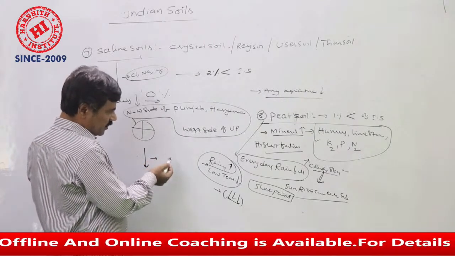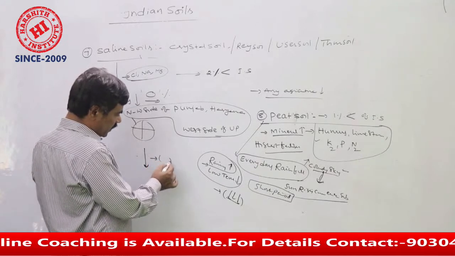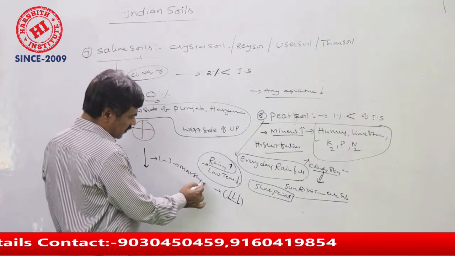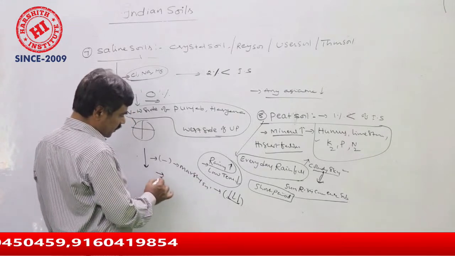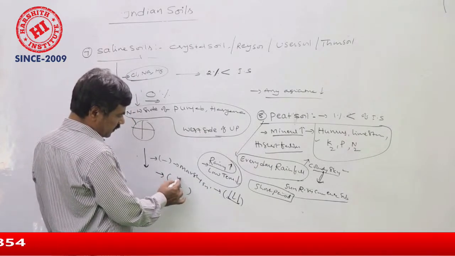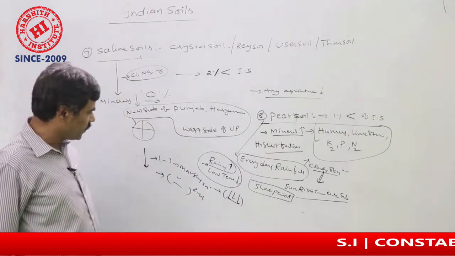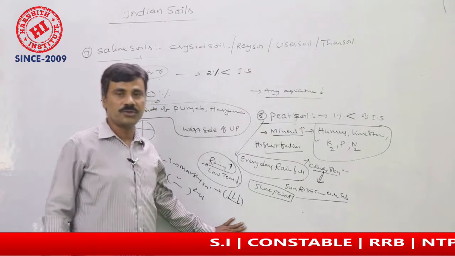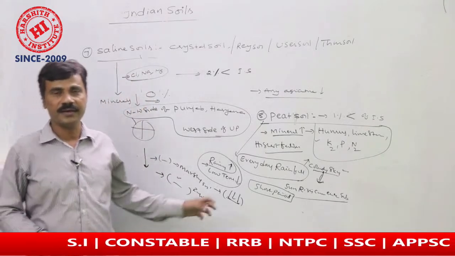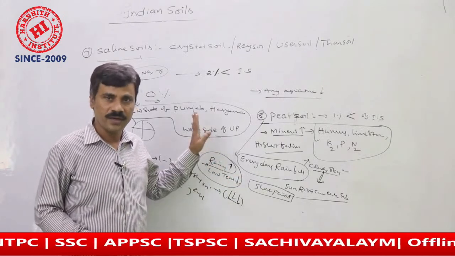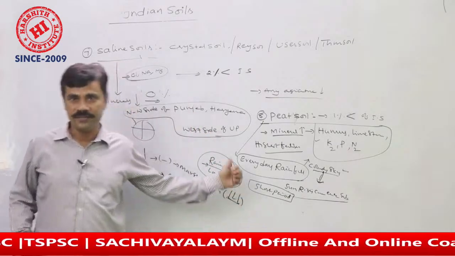In the presence of rainfall, that high fertility is converted into marshy soil. Chemically it is converted into marshy soil, and with everyday rainfall, this soil is not suitable for any crops. Not suitable for any crop means no cultivation there. So this is about the soils of India.